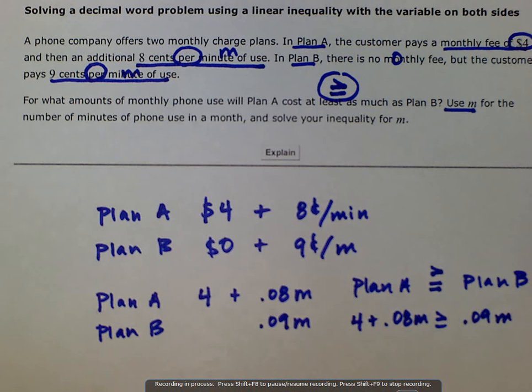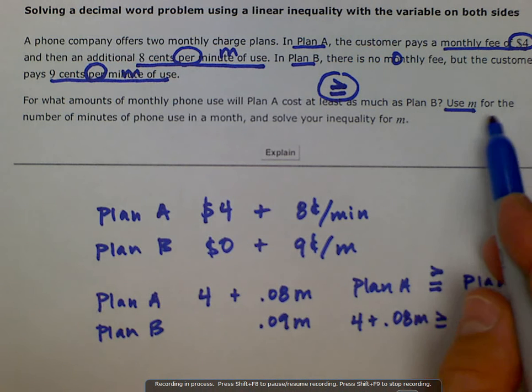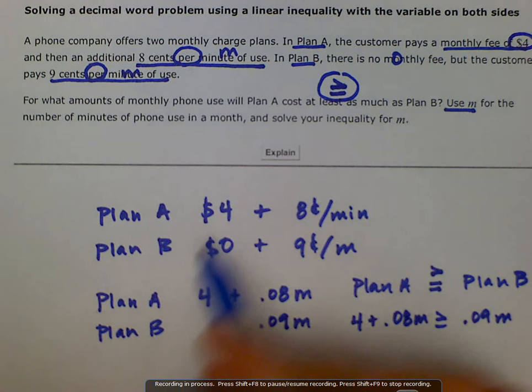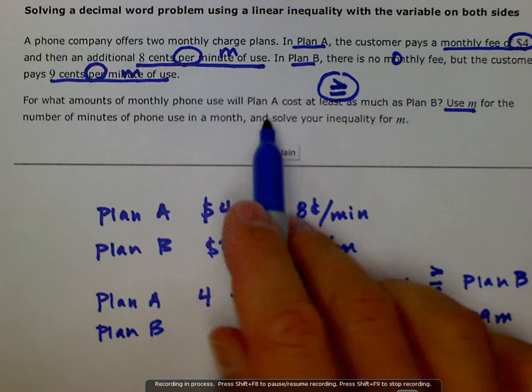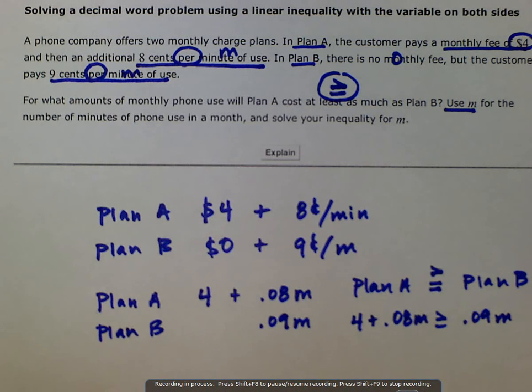And then we can solve for M. It says use M for the number of minutes, and then we've set it up, and then solve the inequality for M. So now we need to just solve this. We can deal with the decimals. It looks like it'll be easy to deal with the decimals instead of creating integers out of them. If we wanted to create integers, we could multiply both sides by 100. That way we're not dealing with decimals. However, it looks like we're really close here. We can just deal with this.